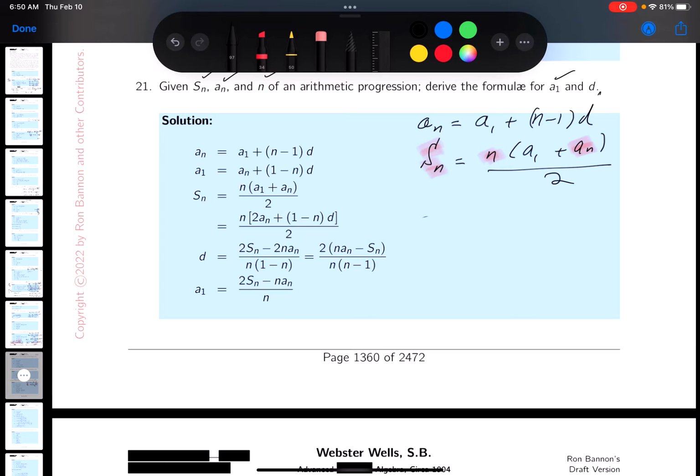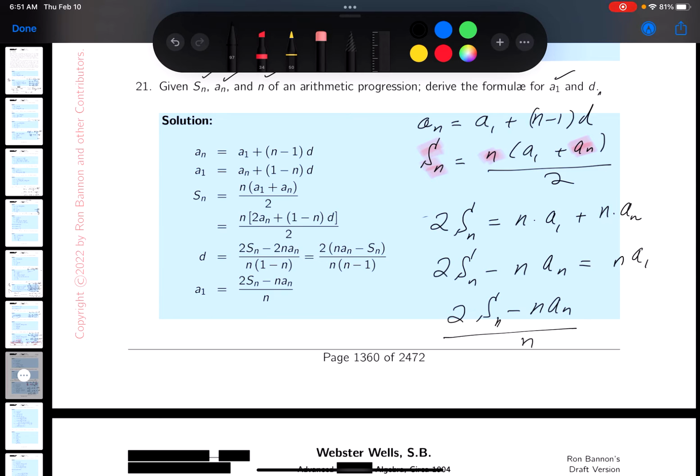All right, so you can get 2SN equals N times A1 plus N times AN. 2SN minus N AN equals N A1. And then I'm going to divide by N. And what do you get? 2SN minus N AN over N equals A1.